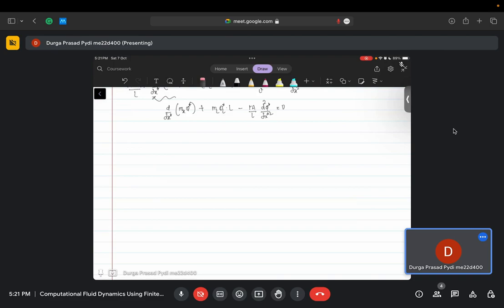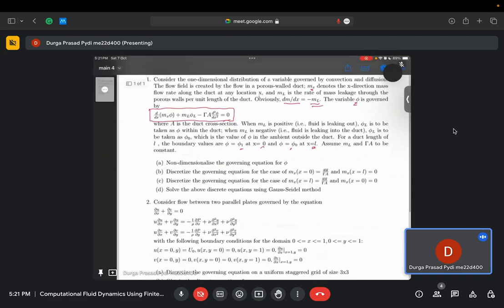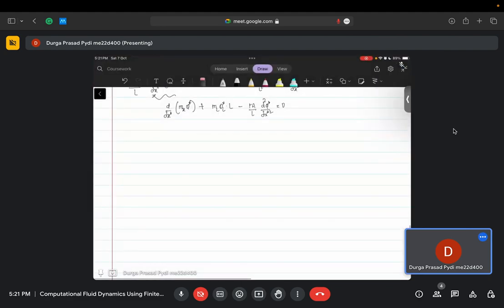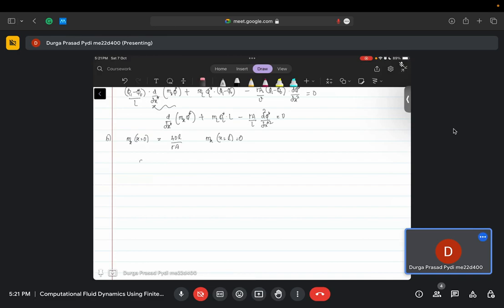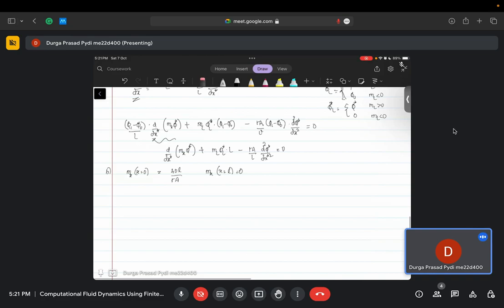So the next part of it asks you to discretize for a given scenario where the values of mx are given at x equal to 0 and x equal to L. Mx at x equal to 0 is given as... So if all the parameters are constant, so gamma and all of them are constant, I can just write directly, we'll just take the original equation instead of the non-dimensional one.